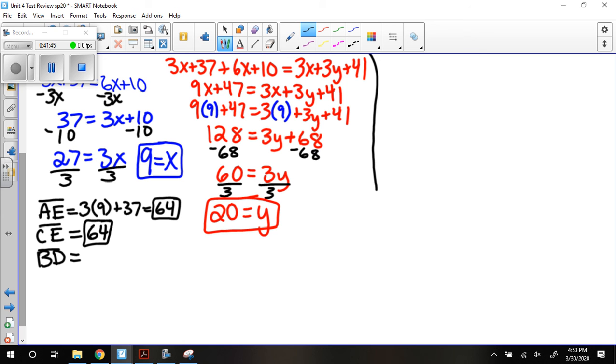And then BD, if I plug in my x and my y, 3 times my x, which is 9, plus 3 times my y, which is 20, and then plus 41, BD ends up being 128, which is also what 64 plus 64 is.